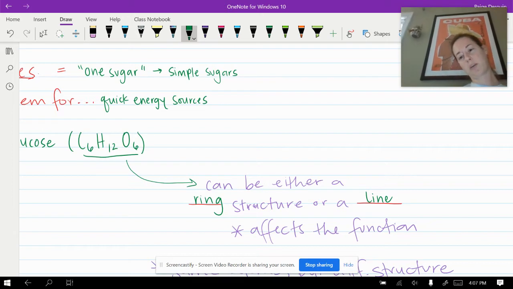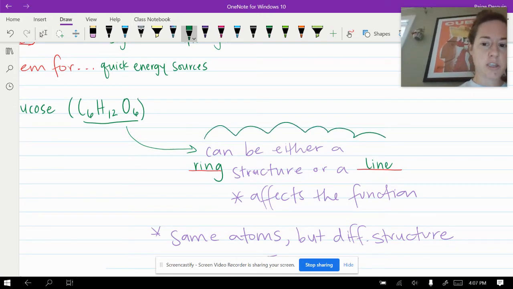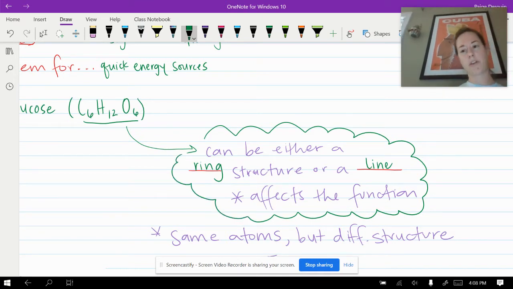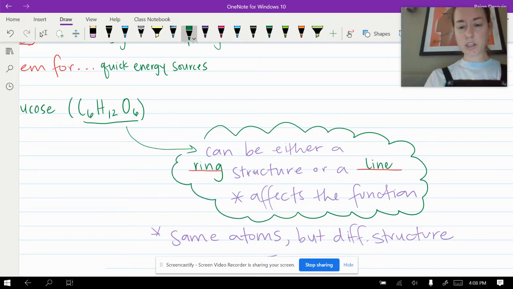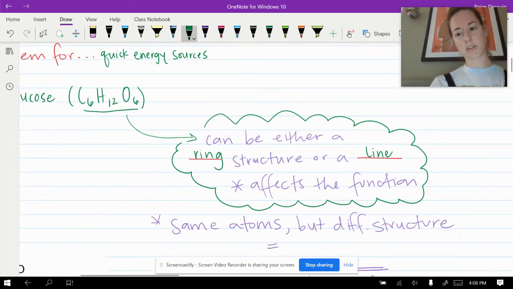Whether it's shaped like a ring or a line is going to really affect its function. So in biology, we're going to talk about this a ton of times this year, that the shape of things is super important for their ability to do their job. That's true about this sugar. It's going to be true about proteins and a ton of other things.